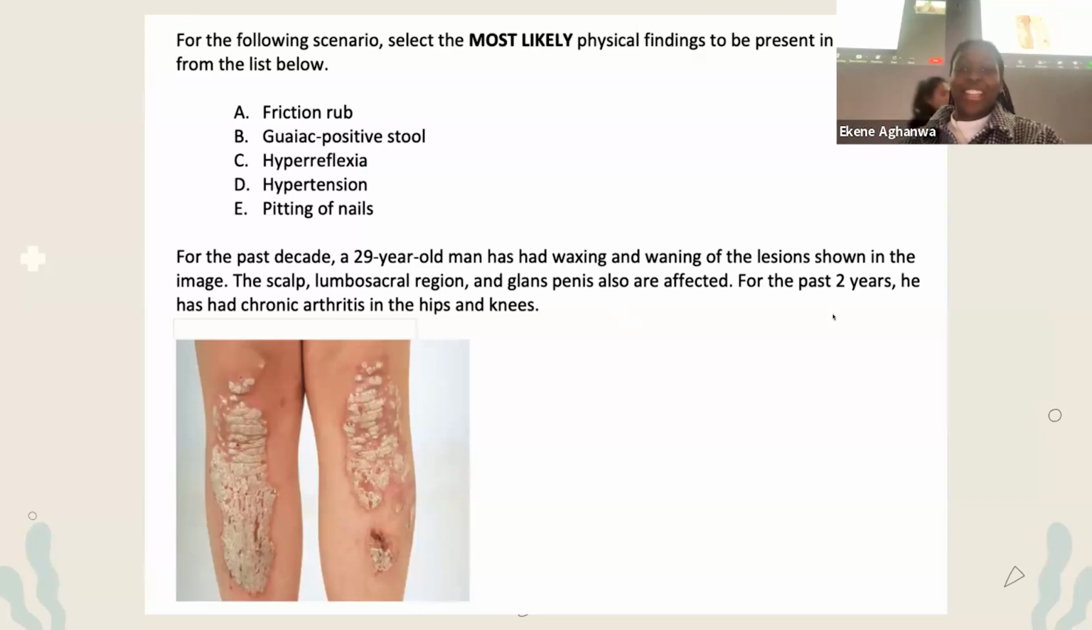Okay, almost done. We have one more question, guys. For the past decade, a 29-year-old man has had waxing and waning lesions shown in the image. The scalp, lumbosacral region, and the glans penis are also affected. For the past 2 years, he has had chronic arthritis of the hips and knees. What's the most likely physical finding to be present? It's okay if you guys don't know this yet.